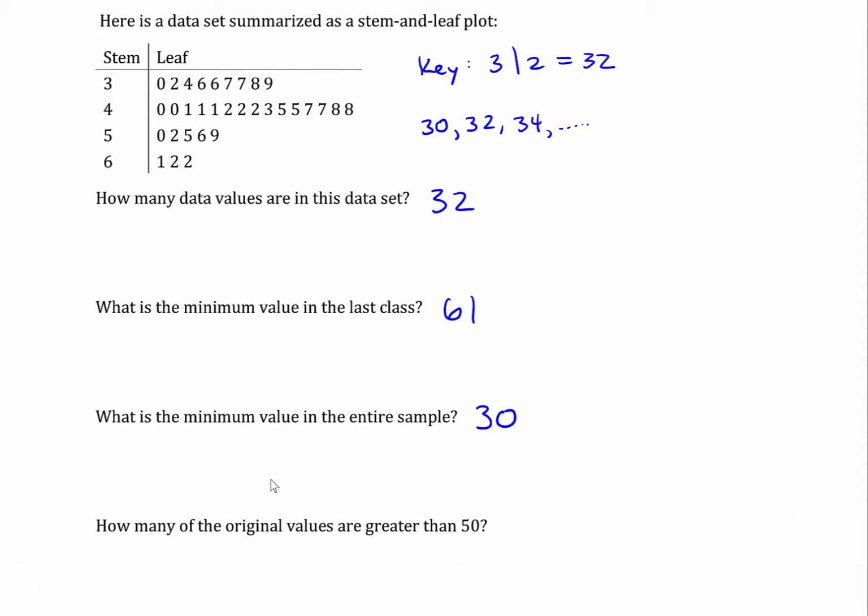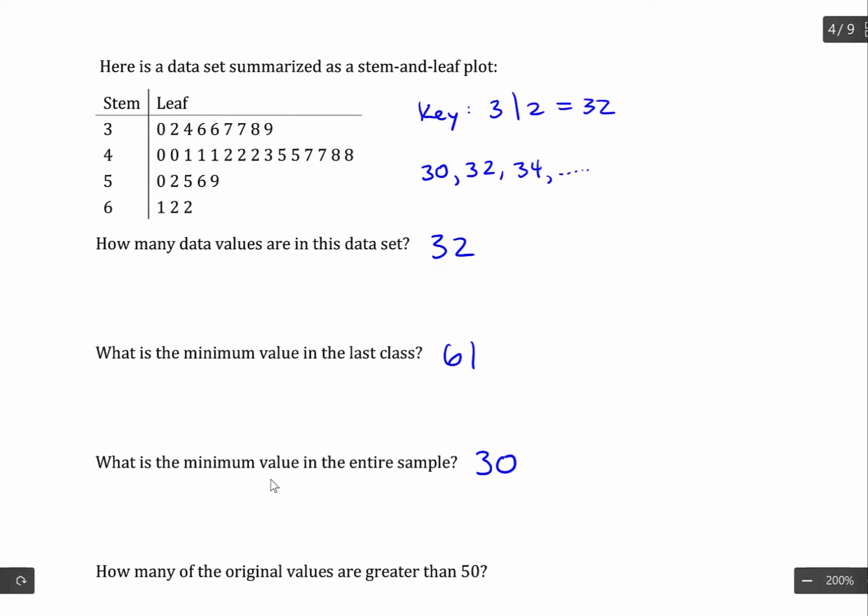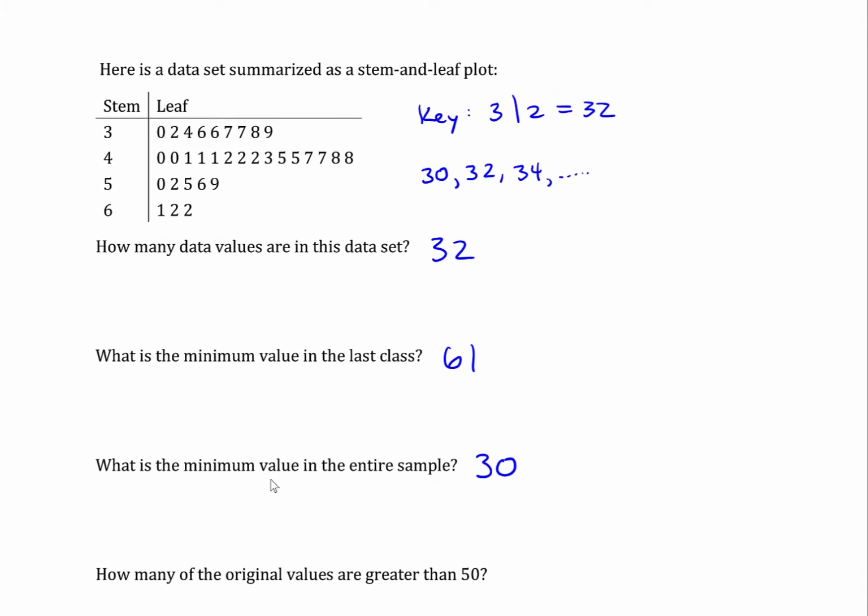How many of the original values are greater than 50? So of all the original data values, how many of those are greater than 50? So 50 starts right here, stem of 5 and a leaf of 0. But we want greater than 50, not including 50. So we would count 52 and anything larger than that. So if we add up those values, that's 4 and 3, so there are 7 values there. And that's the answer to the questions.